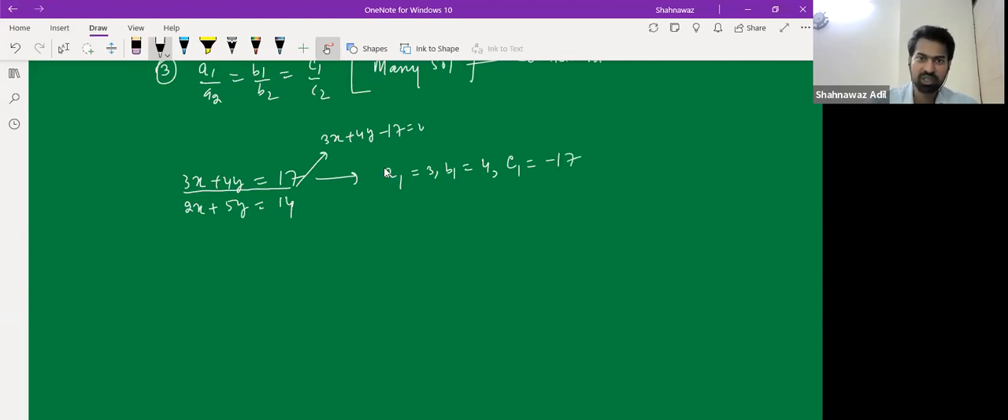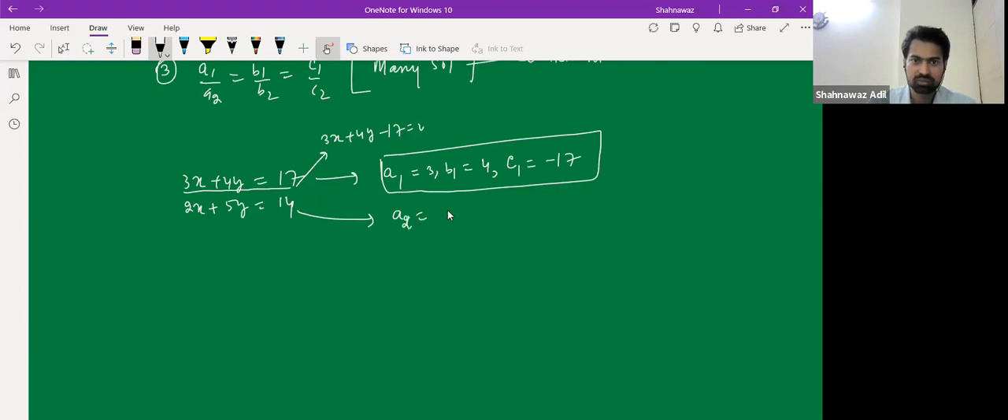So we have to be careful, right? And Amira, you tell me what is A2 here? 2. And B2 is 5, and C2 is minus 40. So now we know all these values, and we can check whether the solution is unique, many, or no solution.